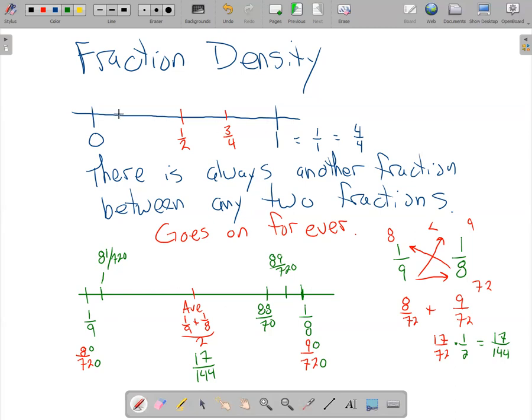So cool thing, the idea of fraction density, at its basic level, means between any 2 fractions, there's always another fraction. That extends forever. There's infinitely many fractions between any 2 fractions. No matter how close together you think they are, you can zoom in and find a gazillion other fractions living in there, which is just such a mind-blowing idea. All right, that's deep.